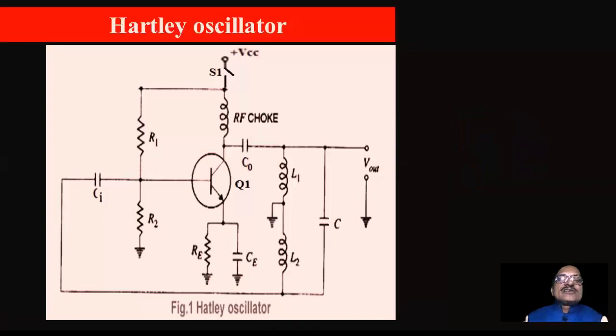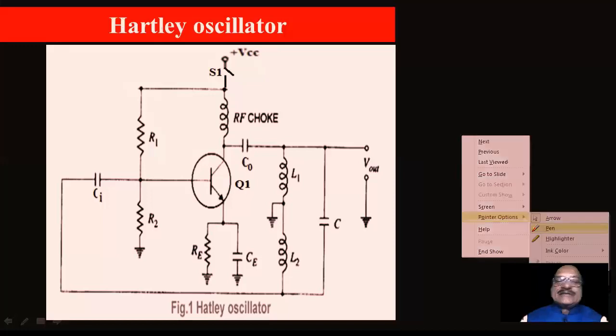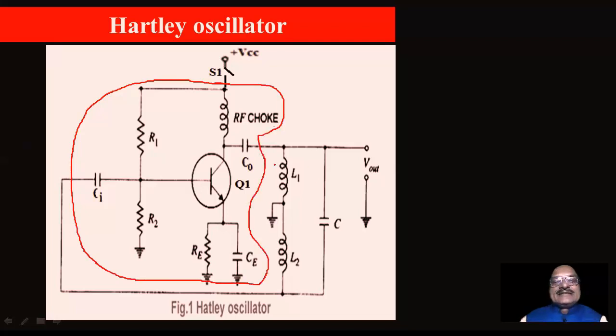Let us consider another oscillator, that is the Hartley oscillator. The Hartley oscillator circuit is also similar to the Colpitt's oscillator. The only change is in the tank circuit. See, the left part is, as usual, our single stage common emitter amplifier. This part is our amplifier, and this is our tank circuit. That is the parallel combination of L and C, which is called a tank circuit.